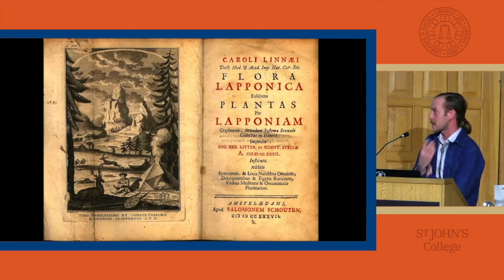But Linnaeus notices that on Mount Etna in Italy, there are plants near the very summit that are only found elsewhere, much further north in Europe. Similarly, on this mountain in Lapland, he observes that you have this pocket of tundra that resembles habitat that you would only find on the very shores of the Arctic Sea.